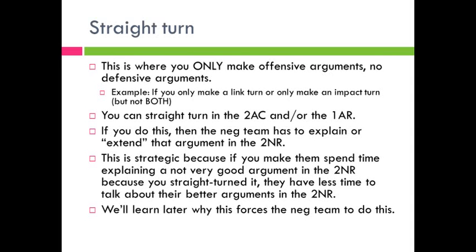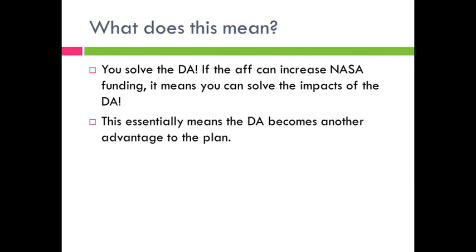And also, it is a built-in net advantage to the plan. Why not get a free advantage by just reading a couple cards on a DA and explaining it better than the neg team, right? Why not do that? So we'll learn later why it forces the neg team to go for it, but the big thing you should take out of here is the straight turn is really awesome, and what it means is you just extend offensive arguments. So what does a straight turn mean in the end, right? You solve the DA. If the AFF can increase NASA funding, it means you can solve the impacts of the DA, which means the DA is another advantage of the plan. This is what I've been saying the entire time.